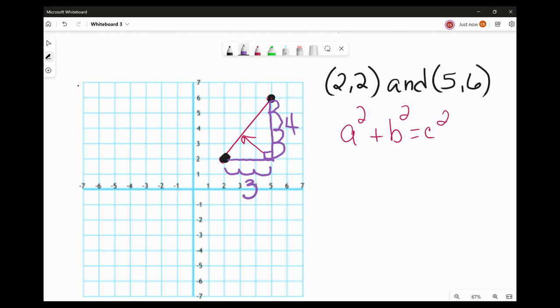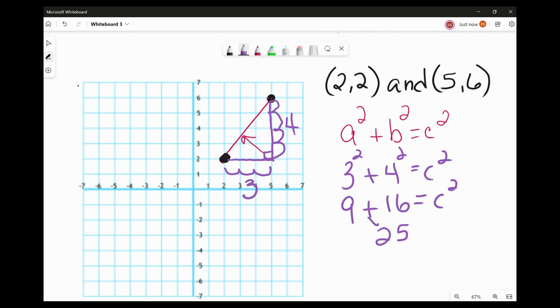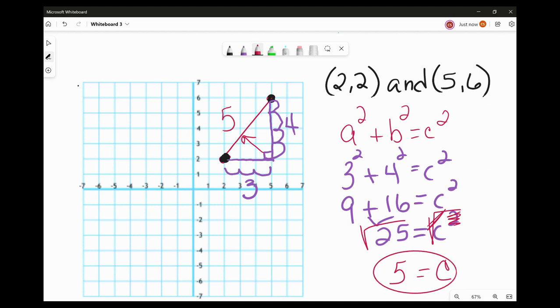I'm going to use the 3 for a and the 4 for b. 3 squared is 9, 4 squared is 16. We add the 9 and 16 together to get 25 equals c squared. From there, I have to take the square root of each side, because the square root and the square cancel each other. We have c equals the square root of 25, which is 5. So this side length is 5. That's how you can do it by making a right triangle.